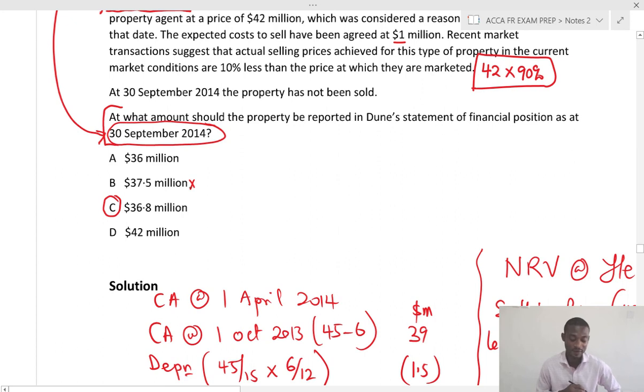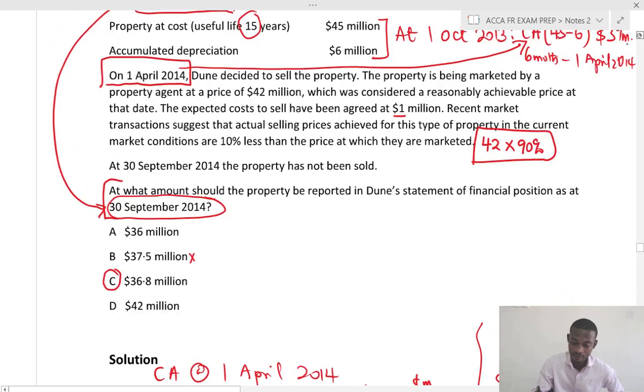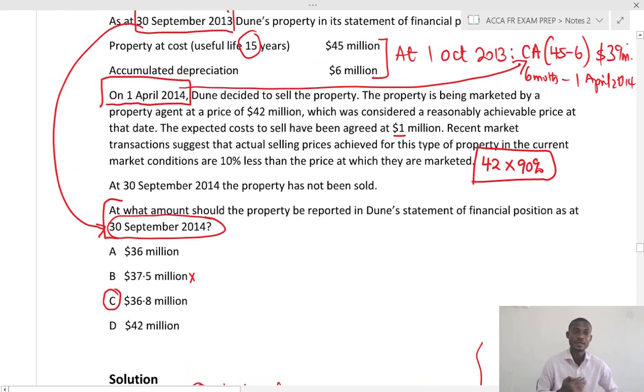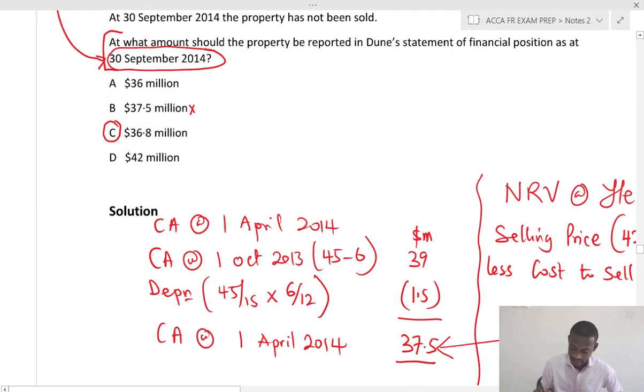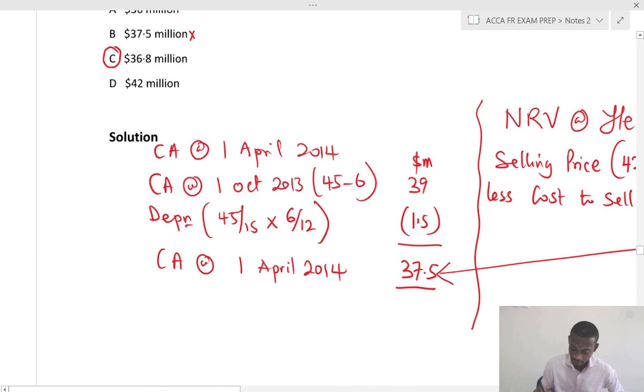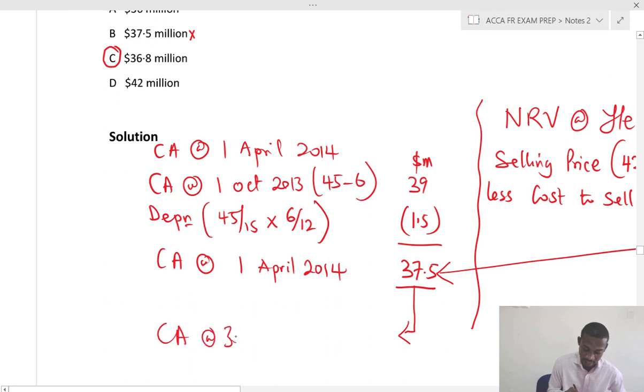So this is how we account for a non-current asset held for sale. First, you always have to remember that from the date the asset is held for sale, there is no depreciation. So it means that the carrying amount at 30th September 2014 will still be the same as the 37.5. The criteria for held for sale has been met. The asset is not depreciated.